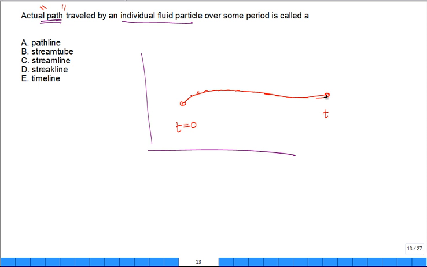That's a path, true? So the actual path traveled by an individual fluid particle over some period, meaning time, is called a, you pick it. Is it A, B, C? Does it sound like it's a timeline? Streak line, streamline, stream tube, or path line?